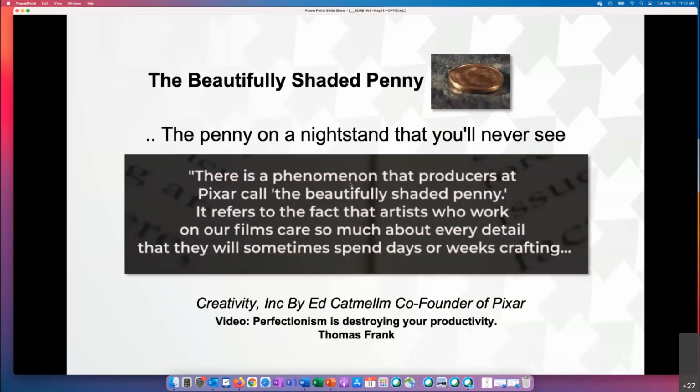It refers to the fact that artists who work on our films care so much about every detail that they will sometimes spend days or weeks crafting a penny in an animation sitting on a nightstand, and you can't see it. This is what happens sometimes, I guess, in our lives.